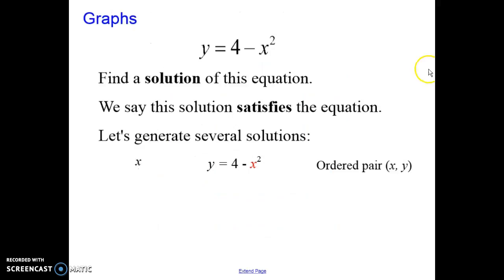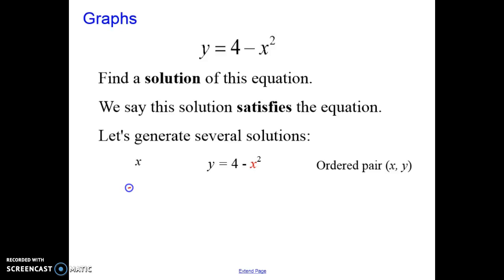Alright, now let's talk about graphs. Here's an equation, y equals 4 minus x squared. Find a solution of this equation. So the solution is going to be a value for x and y that satisfies the equation. That means when you plug in a value for x and y, you make a true statement. So let's generate a few solutions.